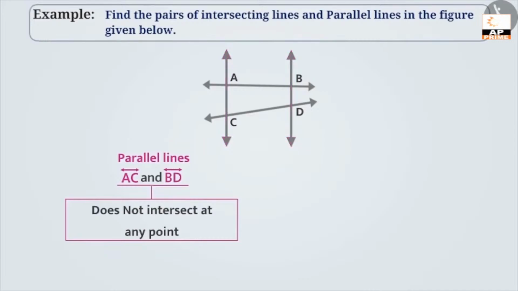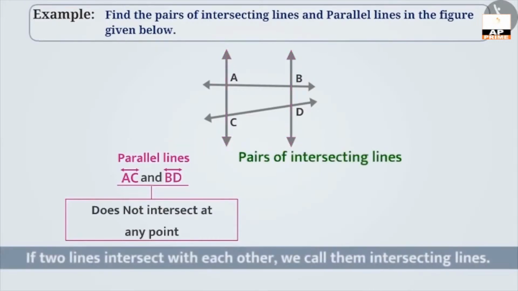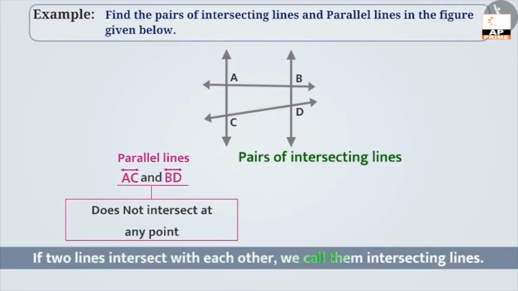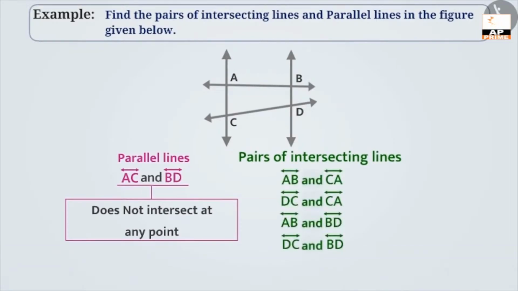Now, let us find the pairs of intersecting lines in the given figure. If two lines intersect, then we call them intersecting lines. The following are the pairs of intersecting lines in the given figure. Line AB and line CA. They are intersecting lines because they intersect at point A. Line DC and line CA. They are intersecting lines because they intersect at point C. Line AB and line BD. They are intersecting lines because they intersect at point B. Line DC and line BD. They are intersecting lines because they intersect at point D.